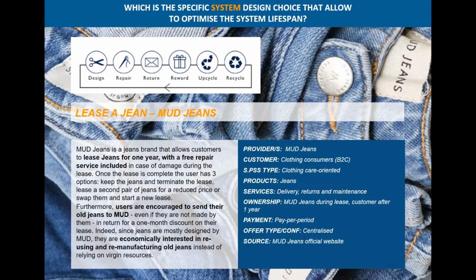Because you pay monthly for 1 year. And here, the point is that the company is interested in designing those jeans to be long lasting, because again, they are taking them back. Not only long lasting, but also recyclable, because if you don't continue with the leasing, they take back the material and make new jeans. So they are also interested in designing for recycling. So this is another example.